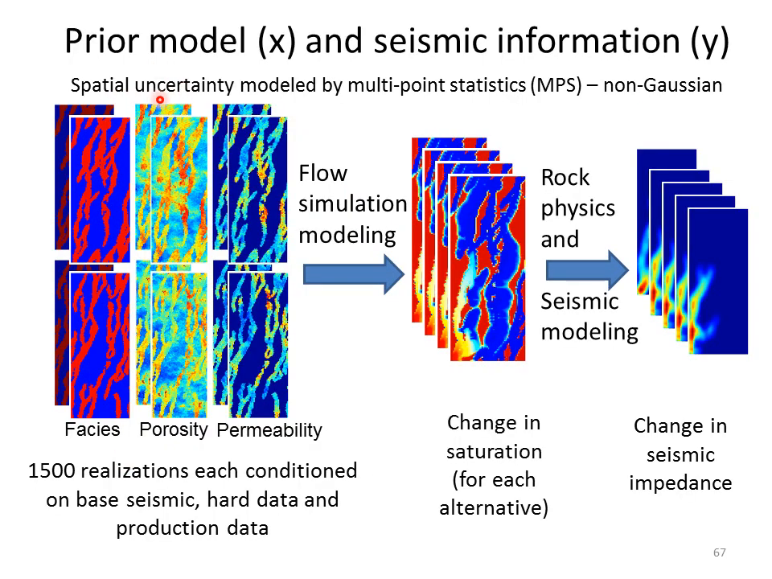In this case, the spatial uncertainty is modeled by multiple point statistics, MPS, so it's non-Gaussian. We have the facies realizations, porosity and permeability, 1500 of those realizations. We have flow simulation to compute the forward changes in saturation for each alternative. And then we have rock physics and seismic modeling to compute the changes in seismic impedance.